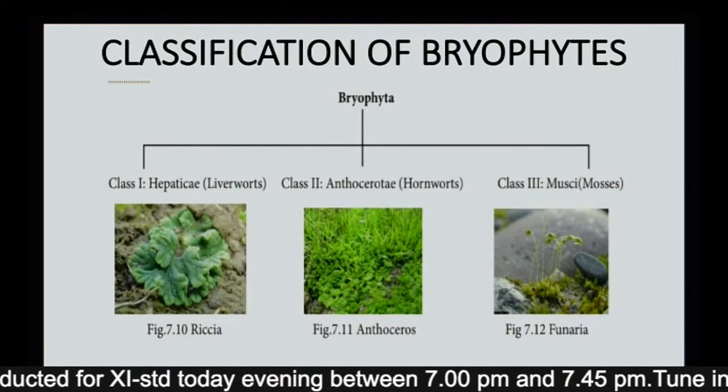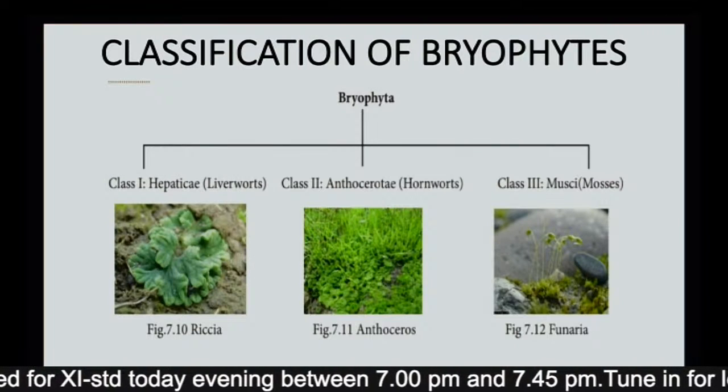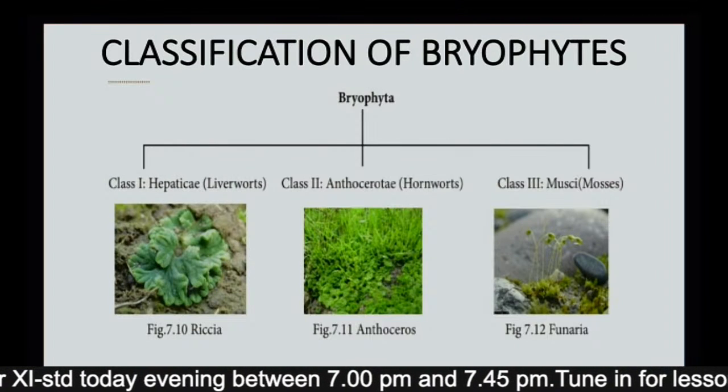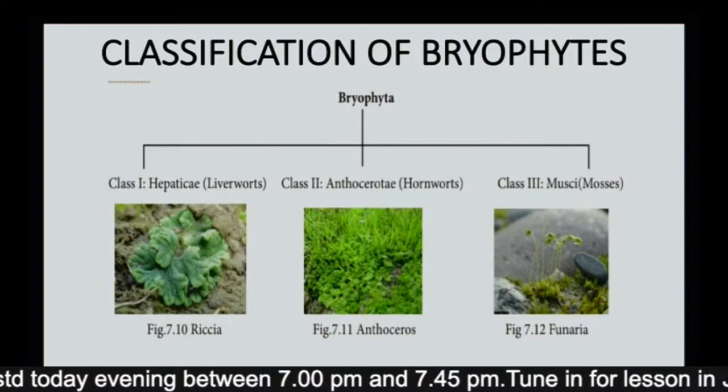Hepaticae are all called liverworts. So this is the first class of the bryophytes. The next class of bryophytes is Anthocerotae, or hornworts.